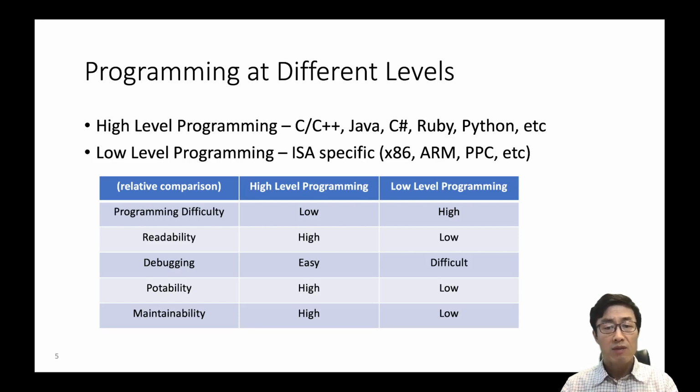When compared to high-level programming, low-level programming is more difficult to program, read, debug, and maintain. Also, it's not very portable to other processors. In contrast, a high-level program is very portable. We simply compile it again to generate different machine code for a different processor.